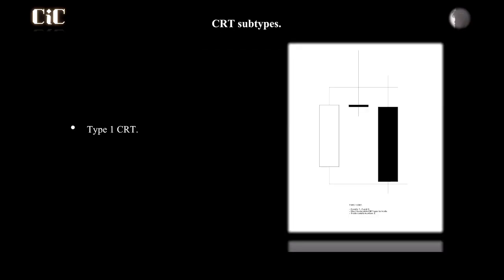CRT subtypes. Type 1 CRT. Classic, most favorable CRT type trade. Candle 1, 2, 3. Right, 3 candle model, which is also, by the way, stolen from something I taught before. Back in 2023, I think it was. I taught the world the 3 candle model, which was a primitive version of CRT.